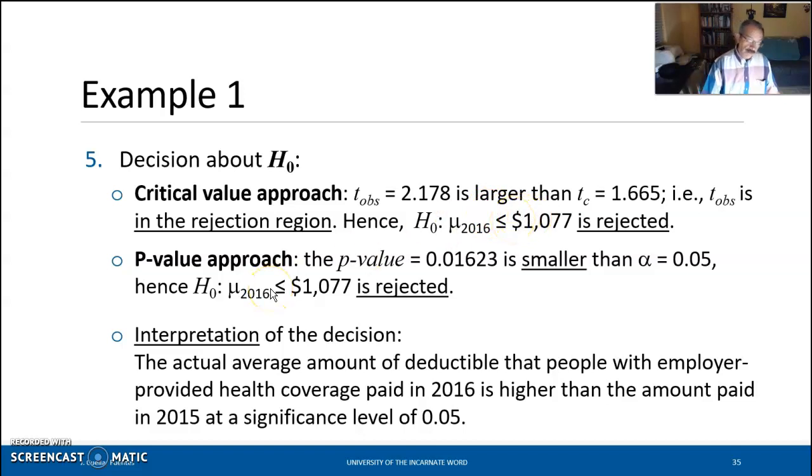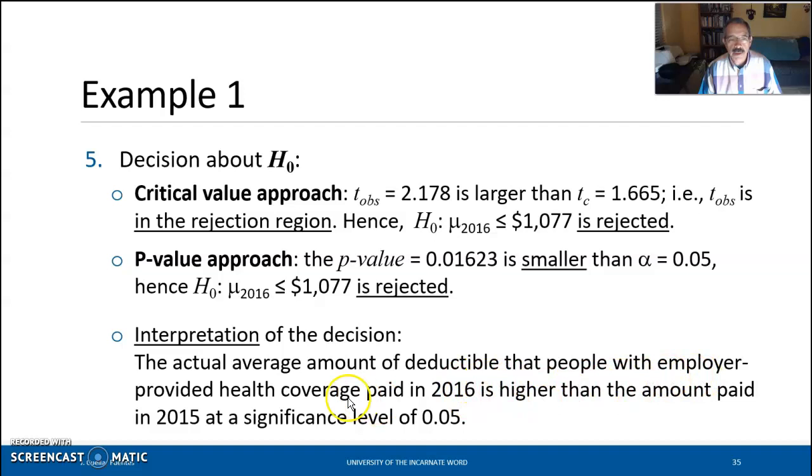Or if you prefer to use the p-value, you see that the p-value is 0.01623, and that's smaller than 0.05. So because the p-value is smaller than the alpha value, we reject the null hypothesis. So either case is equivalent. But as I said, if you read any type of published literature on statistical studies, they use the p-value.